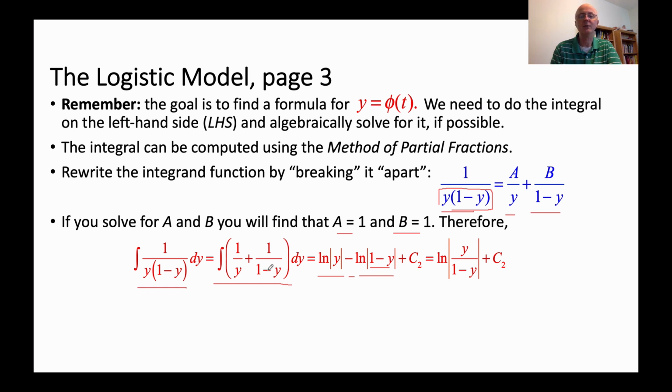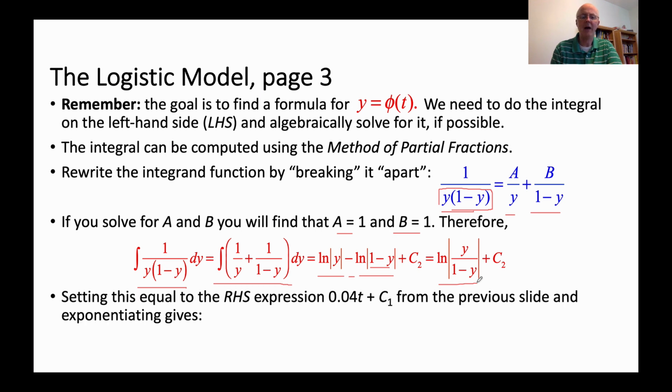On the other hand, if you do this integral with a substitution, like u equals 1 minus y, then du would be negative dy, and so you get a negative sign in here either way. Finally, the difference of two logs is the log of their quotient, and you can ultimately put the absolute value sign around the entire quotient. Now we set this equal to the right-hand side expression, 0.04t plus c1 from the previous slide. We want to get rid of the logarithm so that we can solve for y, so we exponentiate to get rid of the logarithm. And we get this.